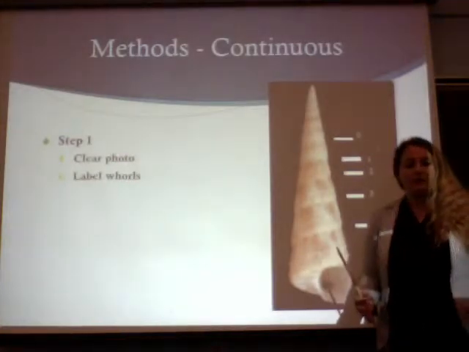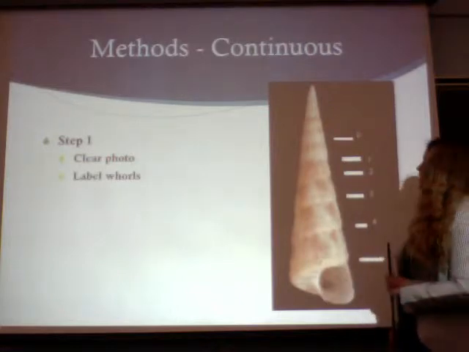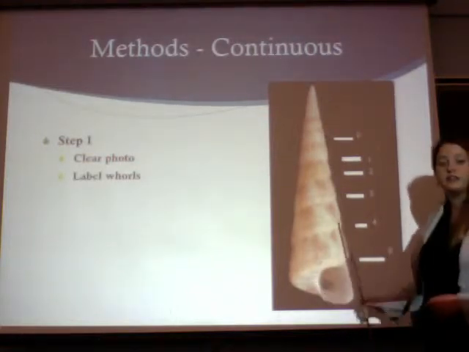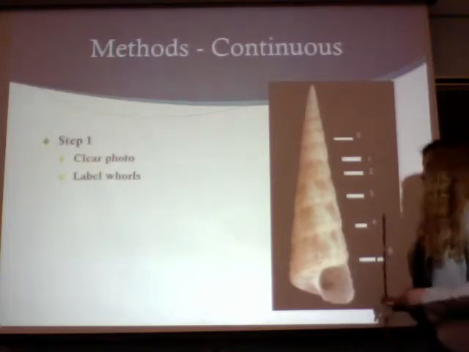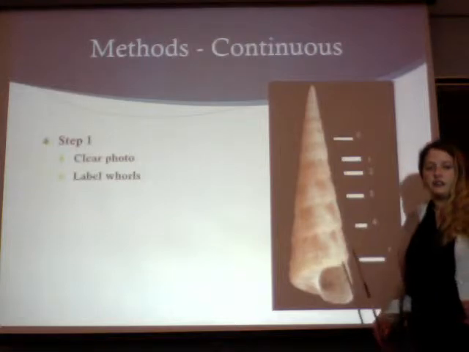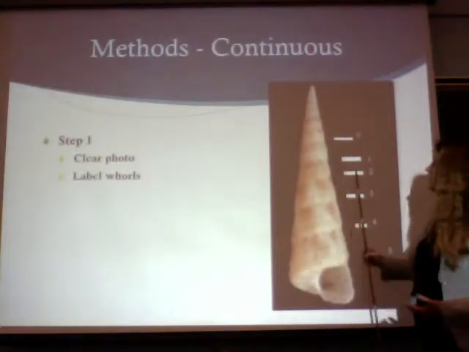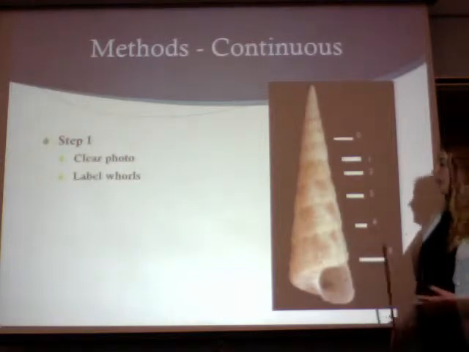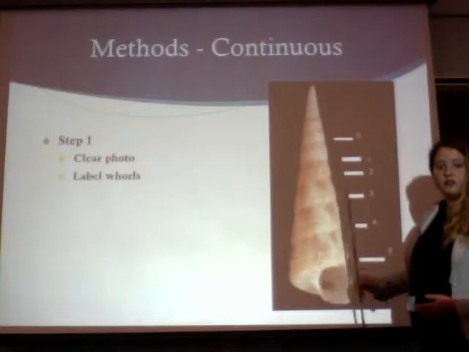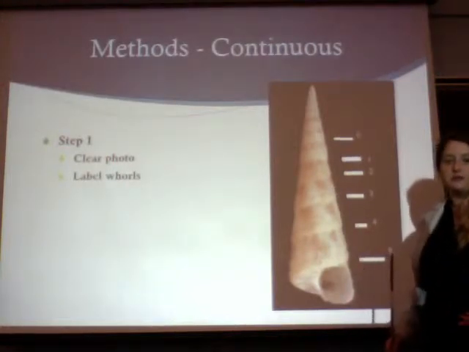My next task was to find continuous characters. So I analyzed the whorl profile, since that should be species specific. So the first step was to get a very clear photo focusing on the edge of the shell and labeling where the whorls are. As you can see, the whorls are not very apparent, so having these labels here in another color helps with the subsequent steps.